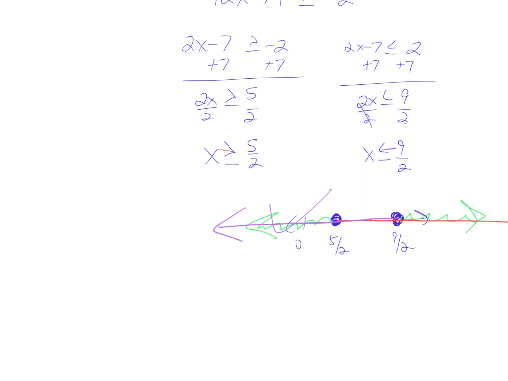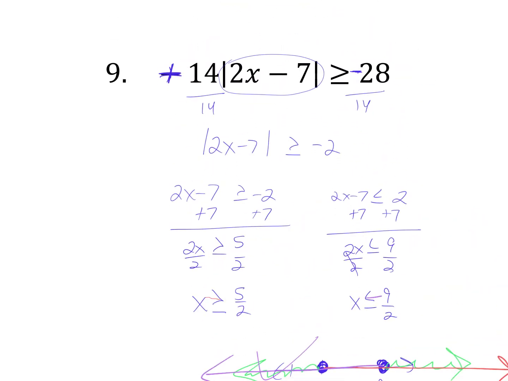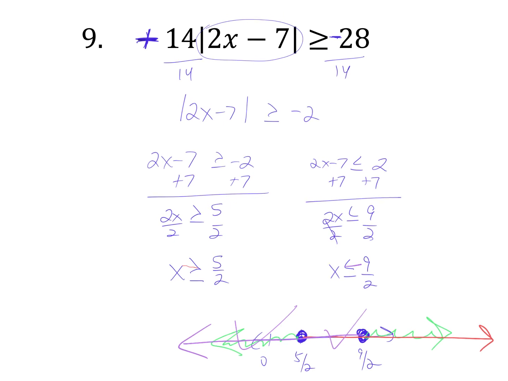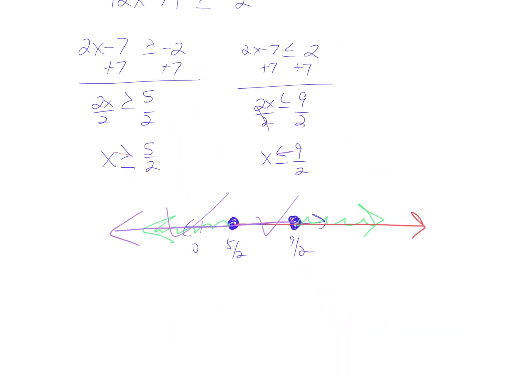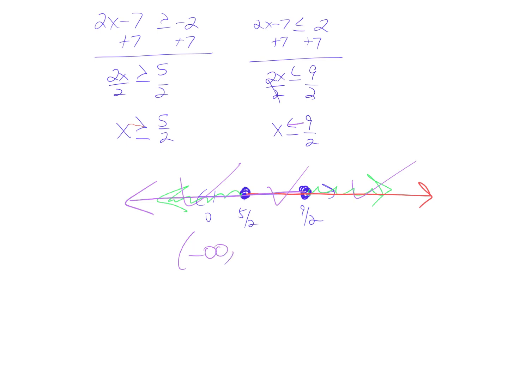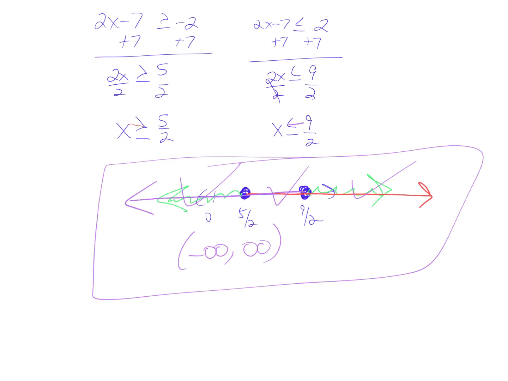If I plug in a number between 5 over 2 and 9 over 2, say 4, so 2 times 4 is 8. 8 minus 7 is 1. Is 14 bigger than negative 28? Yeah. Plug in something bigger than 9 over 2, say 10. What's 2 times 10? 20 minus 7, 13. 13 times 14, that's bigger than negative 28, right? So stuff works over here. So your answer is negative infinity to positive infinity. And the graph would be like this. It shows that everything works. You'd color from the left to the right.